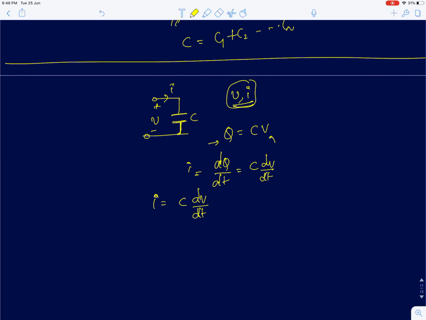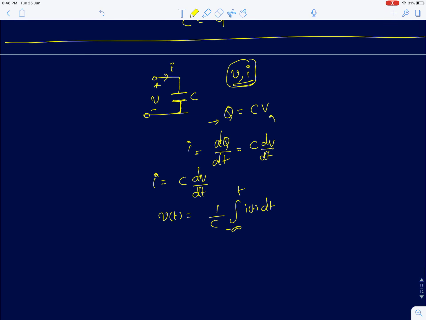From this I can say the voltage across a capacitor can be written as 1 over C integral of I of t dt, from minus infinity to t. Normally we start our systems from time 0, and the integral from minus infinity to 0 of 1 by C I of t dt is what we call an initial condition. I am going to call it V of 0. This is your V of t.